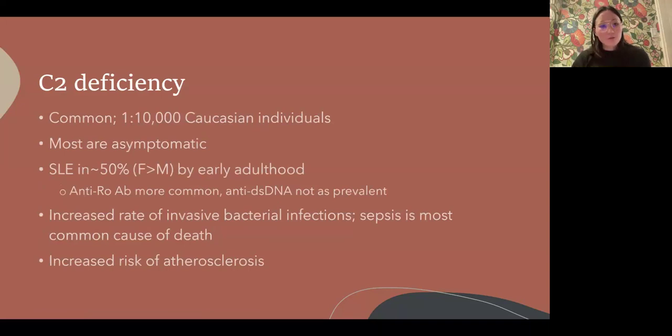So C2 deficiency is interesting because it's very common, actually. It's present in 1 in 10,000 Caucasian people, and most people are asymptomatic. There is a predilection for people to get lupus, so about 50%, women more than men, may develop a lupus-like syndrome in early adulthood. And a feature of this type of lupus is that they'll have more anti-Ro antibody and less anti-DS DNA. And then something we'll talk about a little bit later is that these patients have been found to have an increased risk of atherosclerosis.